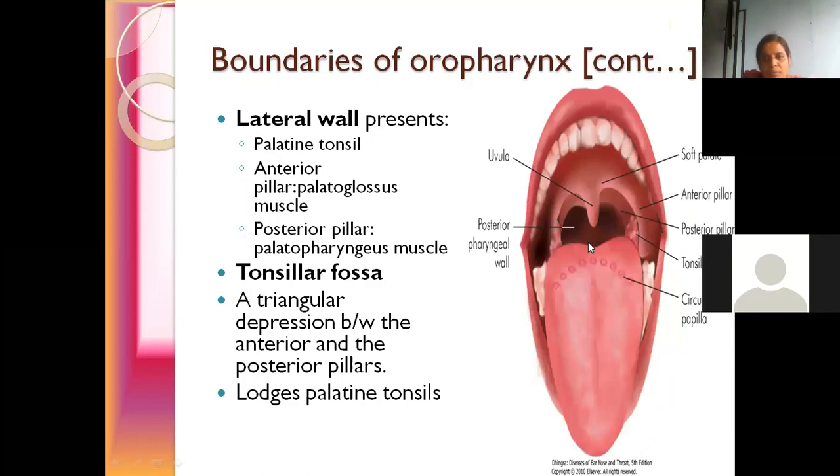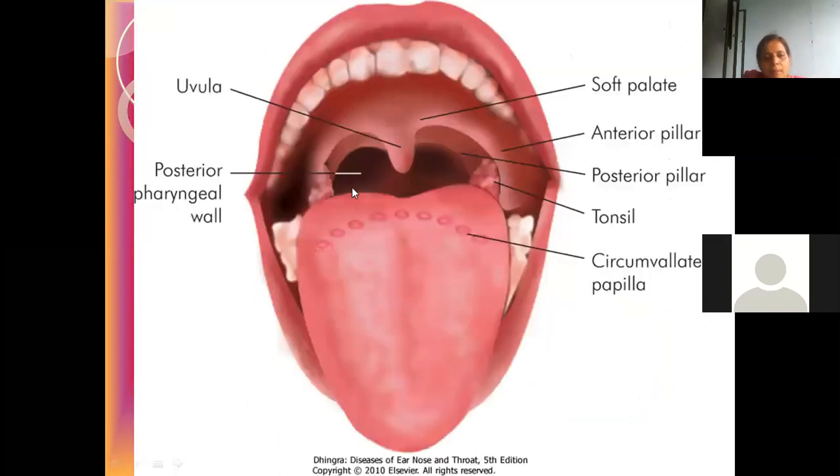So boundaries of oropharynx. Now this black area where I am showing you, this whole arrow is nothing but oropharynx only. So in the lateral wall, we have palatine tonsils. What are the pillars? We have anteriorly palatoglossal arch. Behind we have palatopharyngeal arch, right? The place where tonsils are placed is tonsillar fossa. So front is palatoglossal arch with tongue. Behind is palatopharyngeal arch with pharynx. In between we have the tonsils.